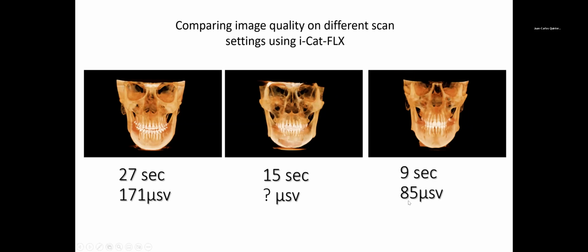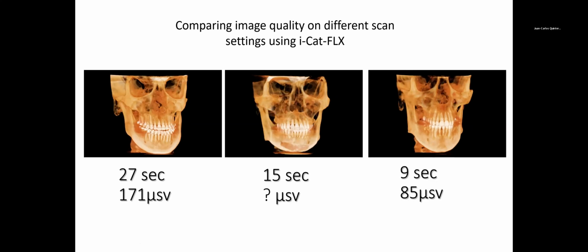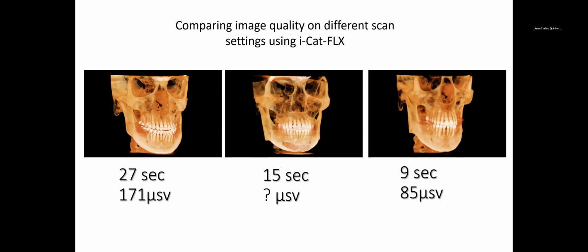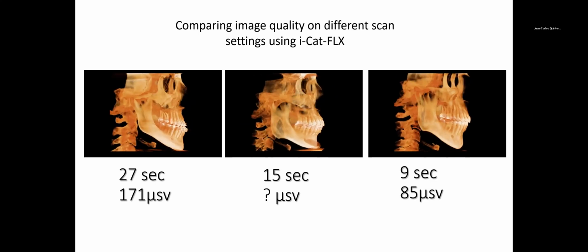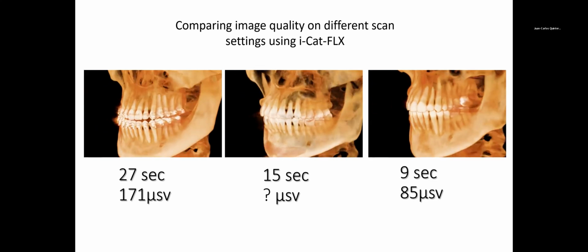So you can see there's not much of a difference in the diagnostic quality of these volume renderings, right? So why would you want to do a 27-second scan when you can do a 9-second scan at lower dose, right? It's diagnostic enough. Okay. Now let's compare when the ICAT Flex came out.